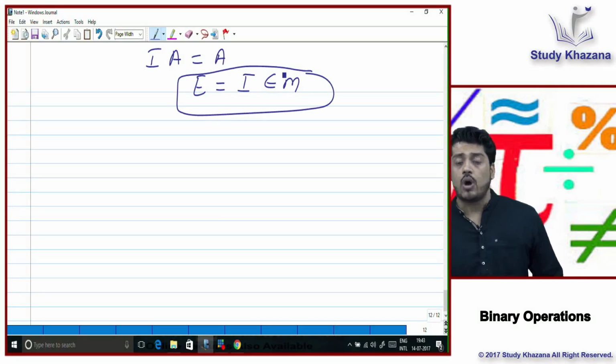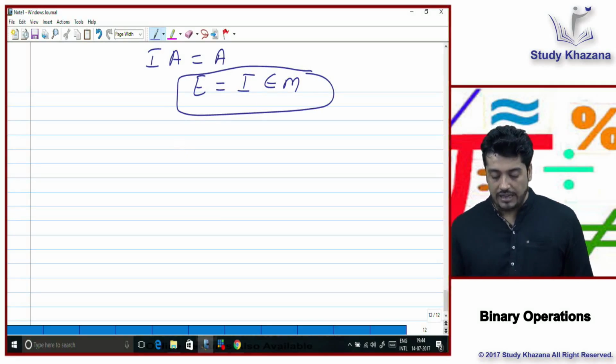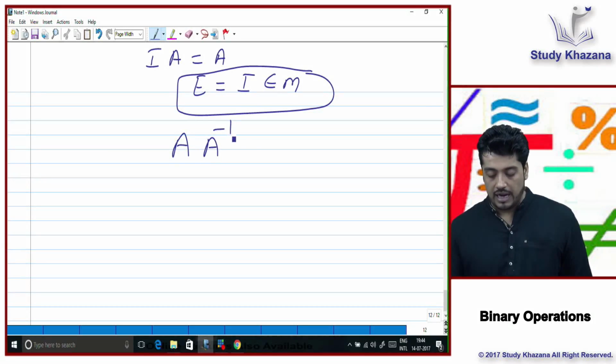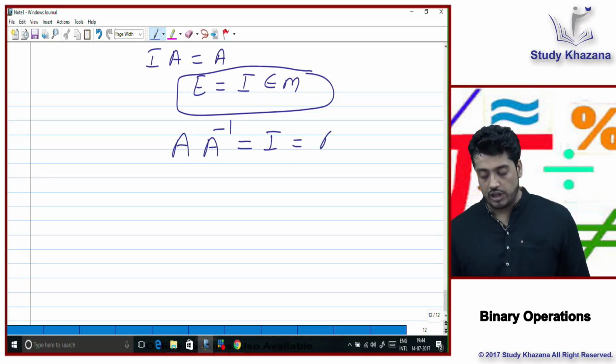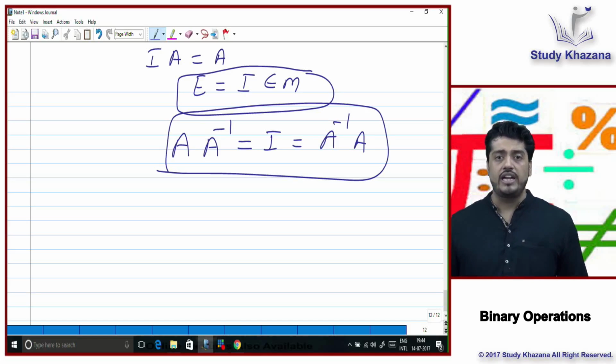Okay, fine. So identity तो मिल गई. अब मुझे inverse की बात करनी है. That means I need to find inverse of A. अगर inverse of A exist करेगा तो उसको ये property satisfy करनी पड़ेगी. ठीक है कि नहीं है बेटा? A into A inverse must be equal to identity must be equal to A inverse into A.